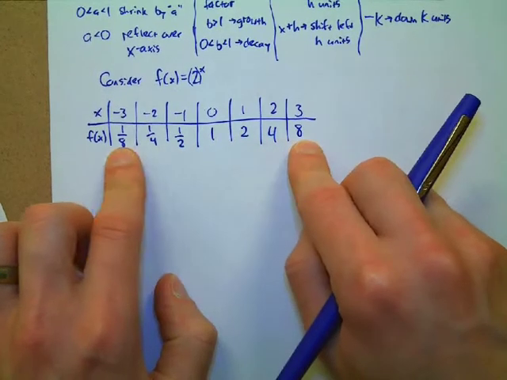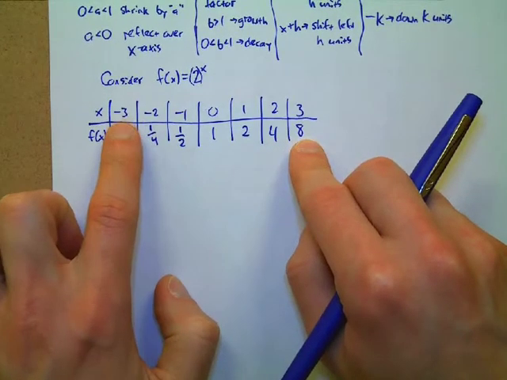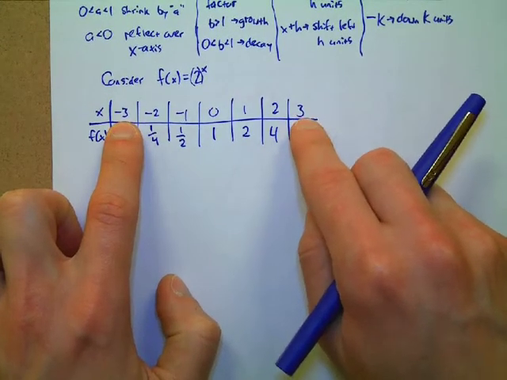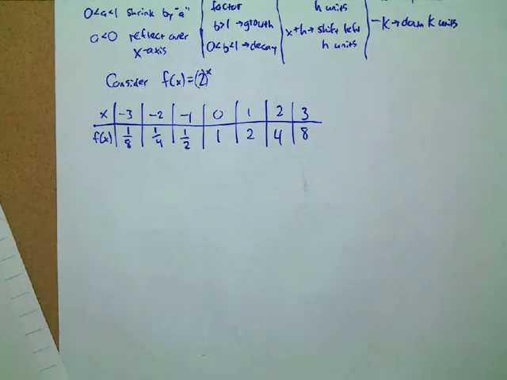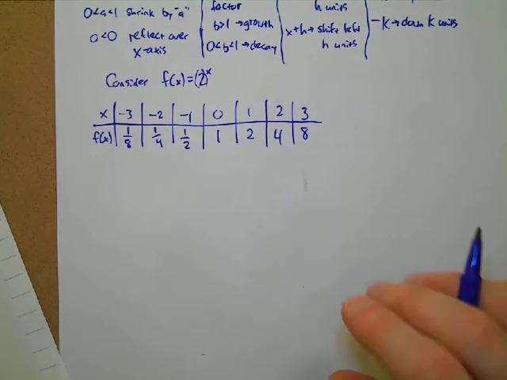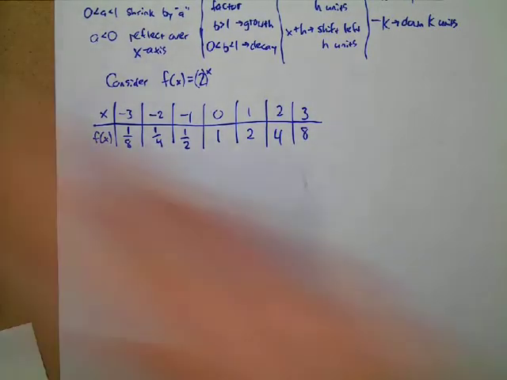So evaluating 2 to the negative 3 is just like evaluating 2 to the third, but it's just the reciprocal. It's just the reciprocal. Okay? So, something to keep in mind there too. All right, now let's graph this. Let's graph this thing.